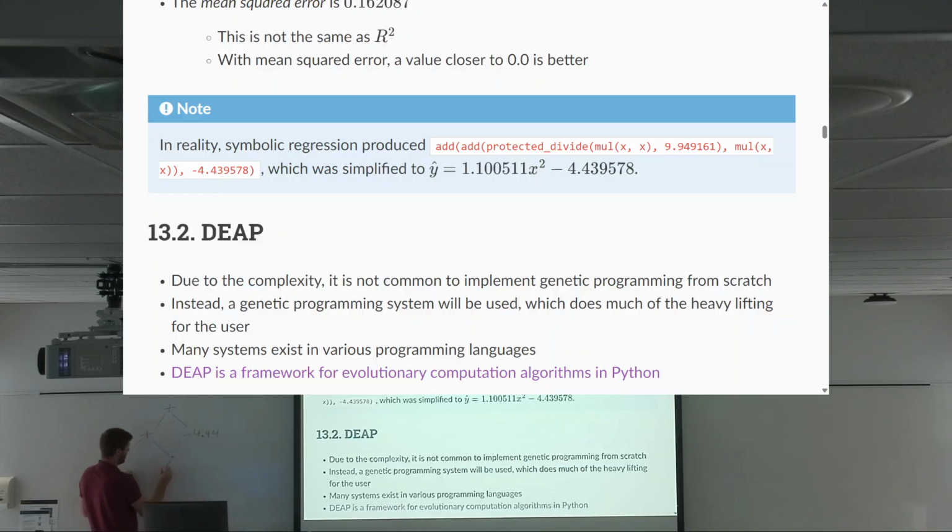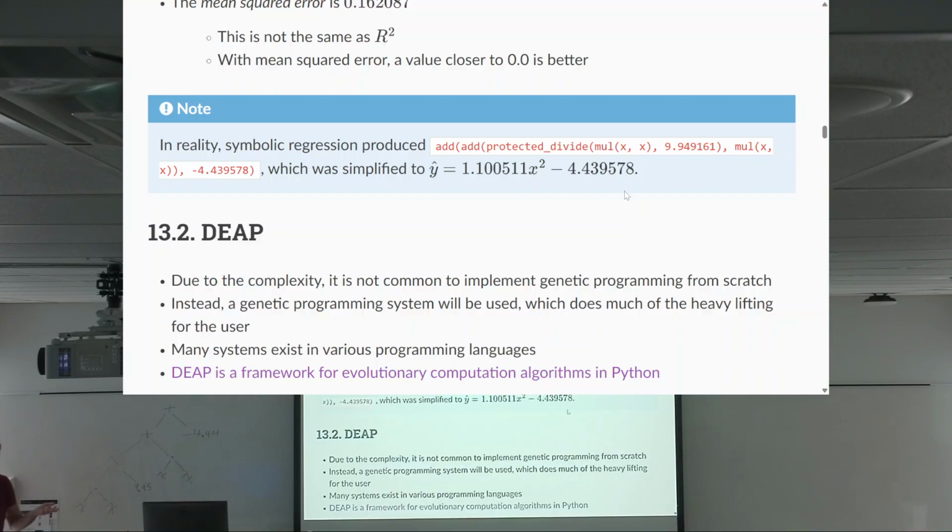multiply x, and then here we're doing protected divide. Protected divide is a special divide where you say, okay, what happens if you try to divide by 0? Because that would break it. You just say, I don't know, give it infinity or something, whatever. Protected divide, and to that we're going to do the multiplication of x and x with 9.95. That's the tree, right?